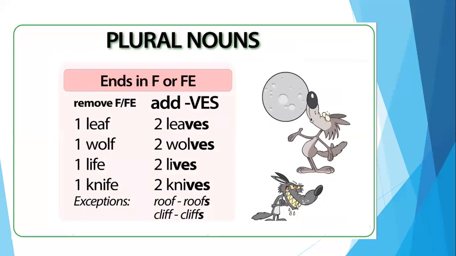Let's move. When a noun ends in F or FE, we remove the F or FE and add VES to make that noun plural. One leaf, two leaves. One wolf, two wolves. One life, two lives. One knife, two knives. There are exceptions here too, right? Roof, roofs. Cliff, cliffs. Here, we add just S to these two words to make plural.